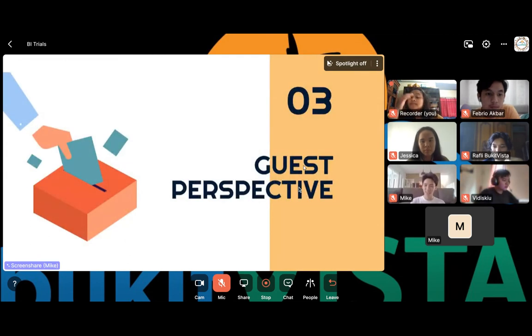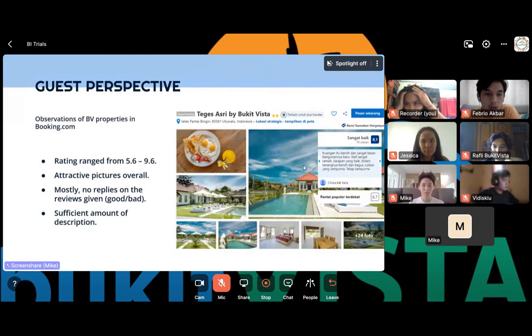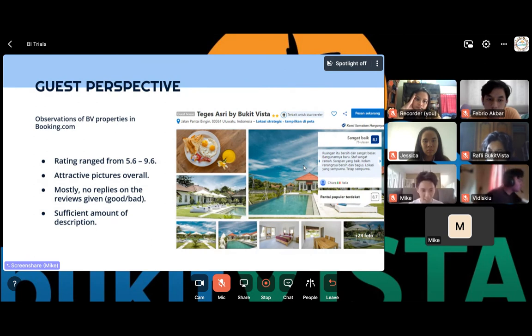And then from the guest perspective, my approach was that I did some observations of Bukit Vista's properties on Booking.com, visiting every listing just like a guest. I managed to visit around 30 properties, which is about half of the overall number. What I analyzed is that it's pretty good: the ratings range from 5.6 to 9.6. However, for most observations the rating is around 7-ish or 8-ish, which I think is still reasonable and okay.